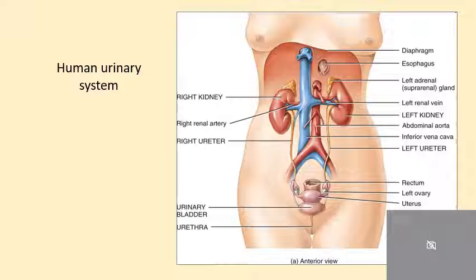There's a right ureter and a left ureter, and both ureters drain urine into the urinary bladder. There's just one urinary bladder, which is a storage sac for urine. And when urine is eliminated from the body, it drains through a single tube called the urethra into the external environment.